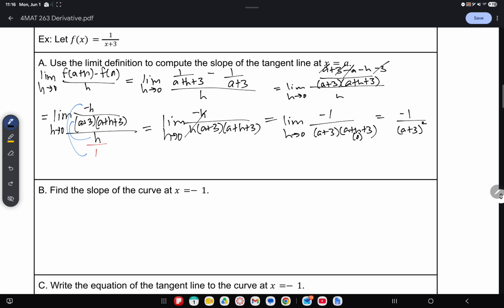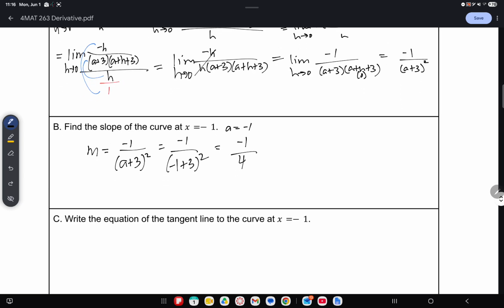So, all right, part B says find the slope of the curve at x equals -1. Well, that's the same thing as saying a equals -1. So if I know my slope is -1 over a plus 3 squared, I can substitute in -1. So it's going to give me 2 squared is 4. So I have a slope of -1/4.